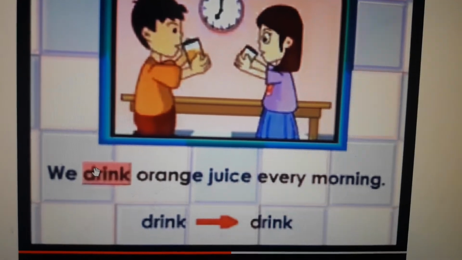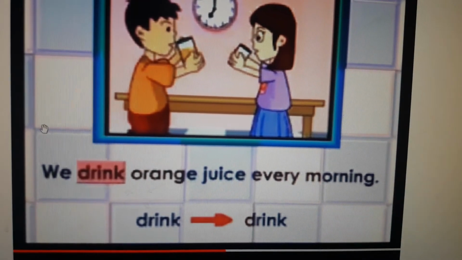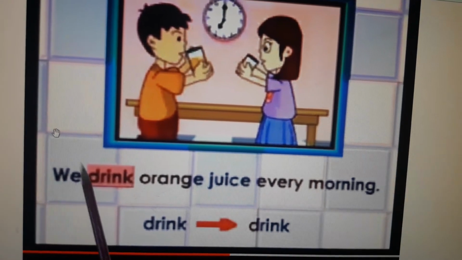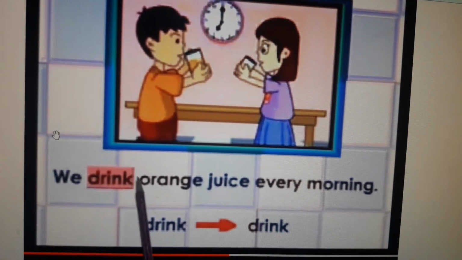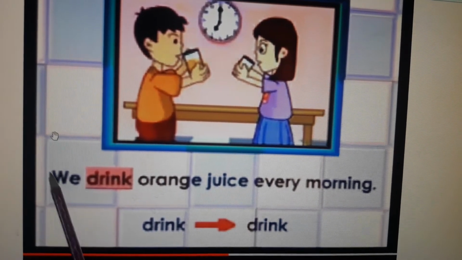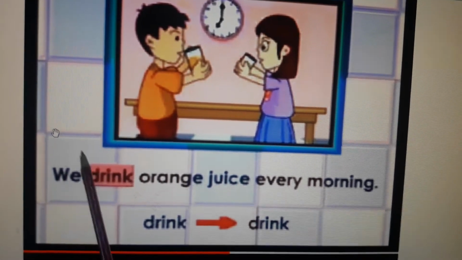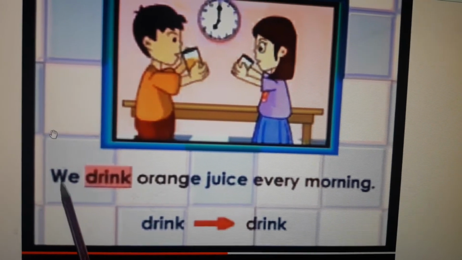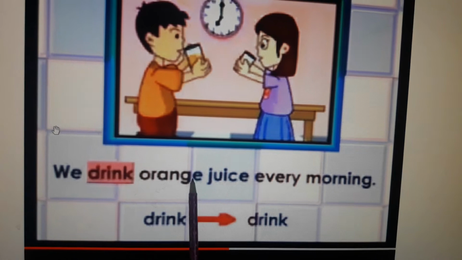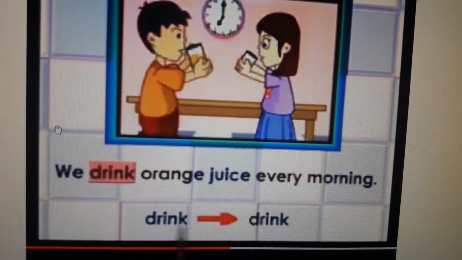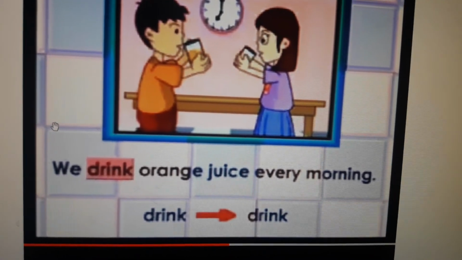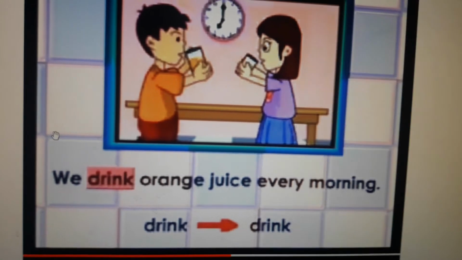In the same way, the second example is we drink, because the sentence starts with we. As you know, we just add s or es with only he, she and it. This is not he, this is not she, and this is not I. So with I, we, they and you, we just write the first form of the verb without adding s or es. So we drink orange juice every morning. Drink will remain drink. We will not add or change anything with the first form of the verb, because this sentence starts with we.